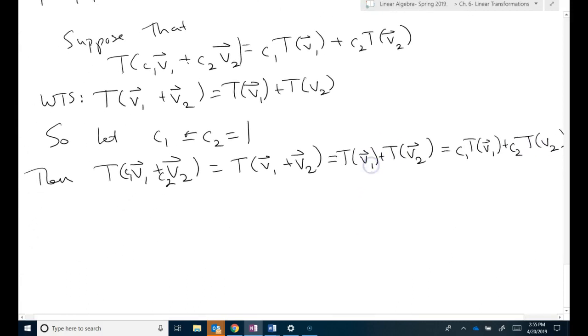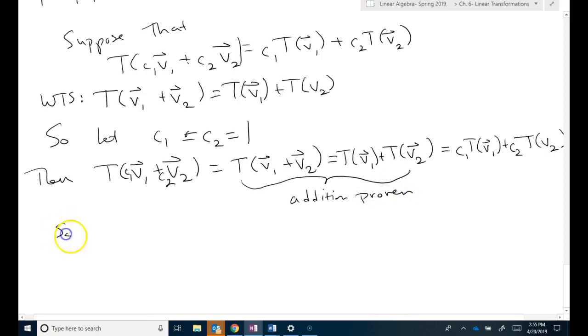Now, there's your equality, right? Okay, we end up with, here's addition, proven. All right. Now what about scalar multiplication?